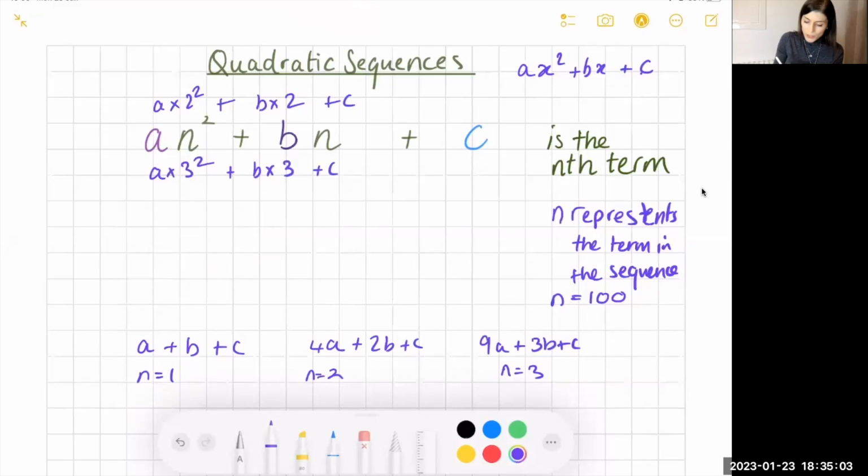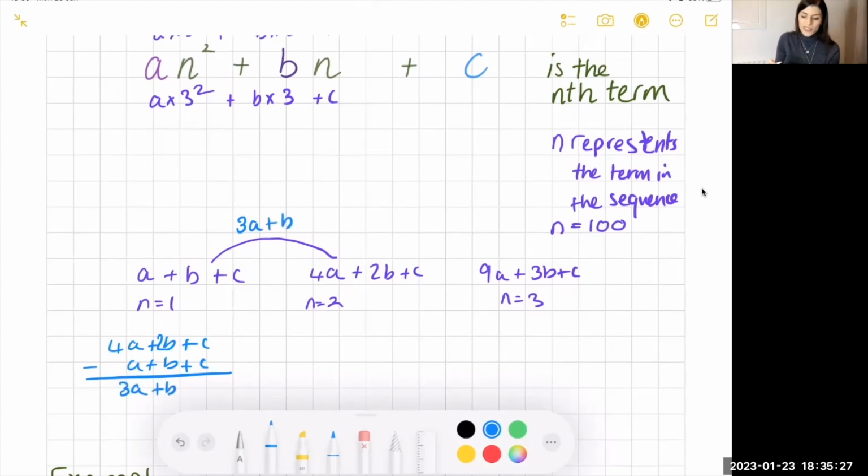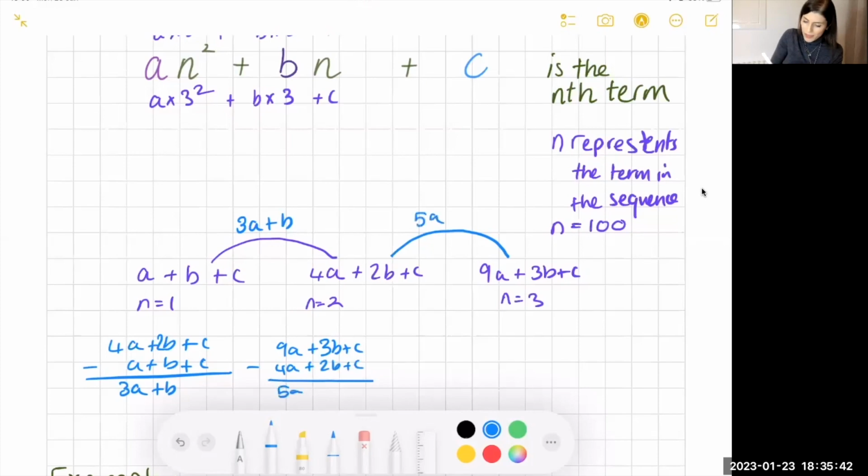With quadratic sequences, you want to know what the difference is. So if I looked at this, and I said, what is the difference between 4a plus 2b plus c and a plus b plus c? When we say difference, we just mean subtract. So 4a take away a is 3a, and 2b take away b is b, and then c take away c is just 0. Then the difference between these two, so you do 9a plus 3b plus c, take away 4a plus 2b plus c. So you get 5a, and then 3b take away 2b is just b, and then c take away c is 0.